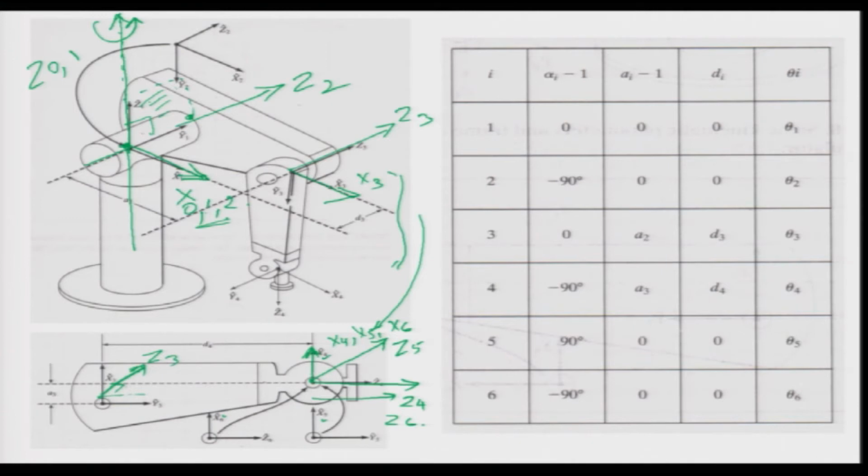This is very, very important, that the last 3 axes are intersecting. Okay. Now, this condition is very, very important, because if it is not intersecting, then we will not be able to have a closed form solution. So, as we do our inverse kinematics, we will see that.